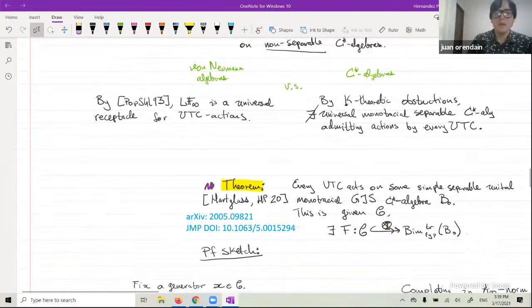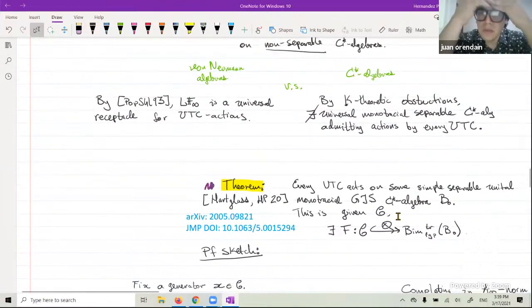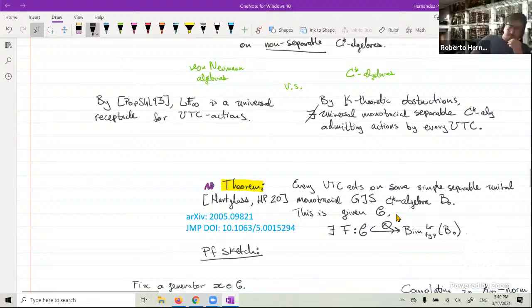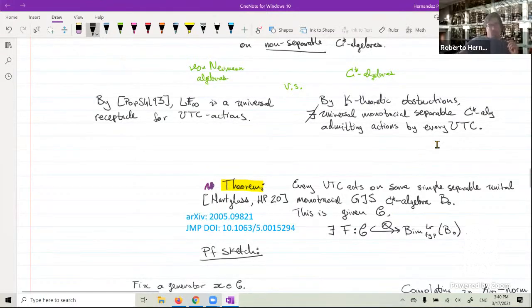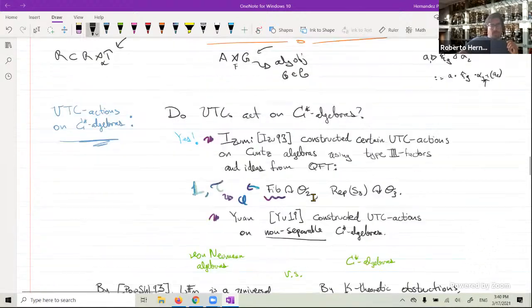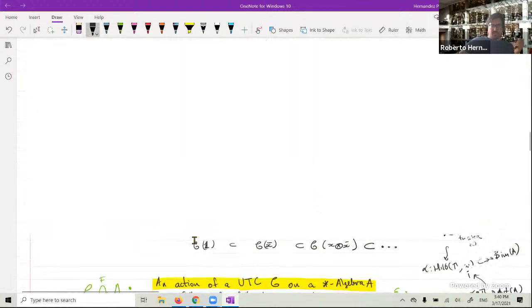Okay. I'm sorry, Roberto. Could you give an example or a non-example of a monotracial separable C-star algebra? Yes. So, for instance, if you go up here to our standard invariant, I'm not sure if you can see my screen because I cannot hear.